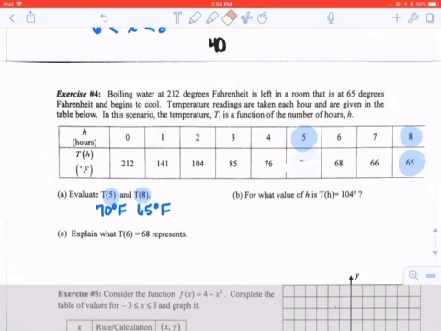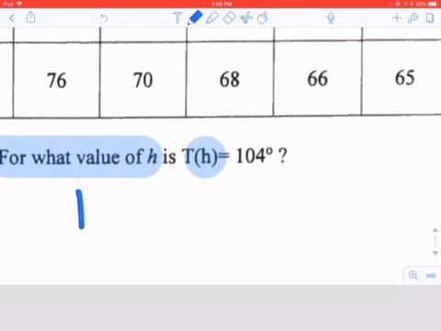All right, now we're going backwards, and it's asking for the H value. It says for what value of H? It's looking for the H value when the temperature is 104, which is right here, and that's when H equals 2 hours.